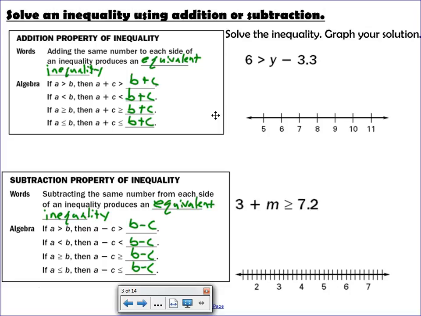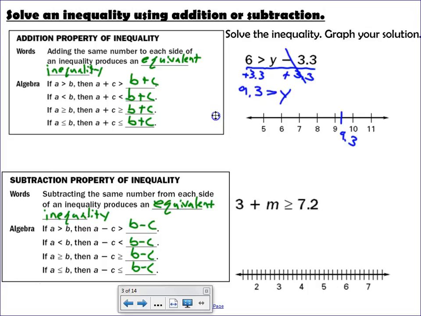Okay, so let's apply those properties with solving and graphing the solutions. So if we're solving for y, 6 is greater than y minus 3.3. I'm going to add 3.3 to both sides. And I get 9.3 is greater than y. Okay? So I know at 9.3, I can have solutions either greater than 9.3 or less than 9.3. I've just got to figure out where the solutions are.